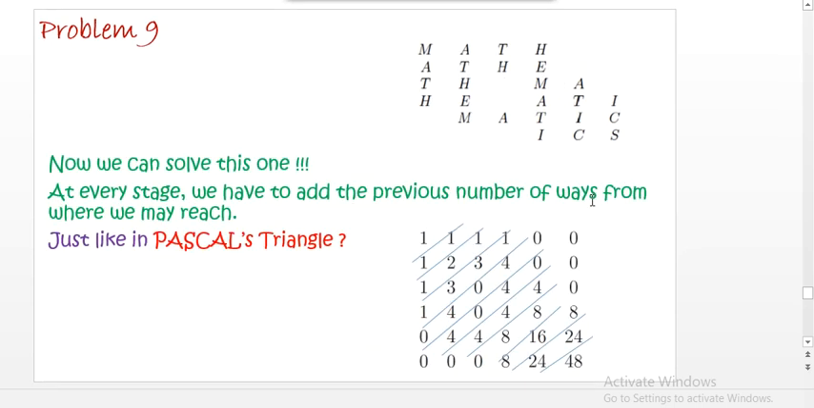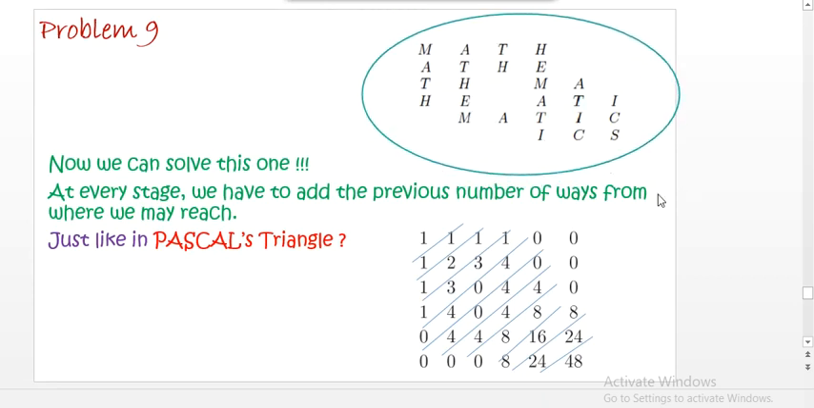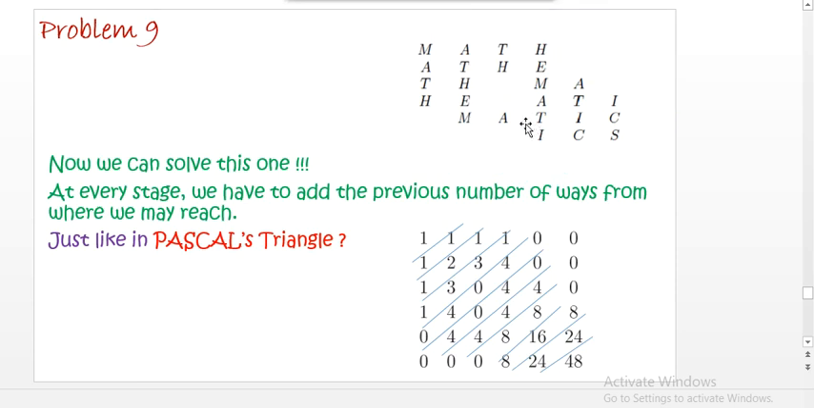So following the same approach, we can solve the B part of it, in which we have got MATHEMATICS with certain letters missing. It means we cannot go in this region. These are missing, these are missing over here. So there are no ways to reach here. If I have to come to I, I can only come from T to I. I have no way to come from the left side, so this is not possible.